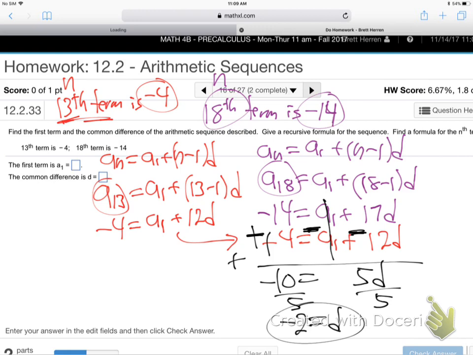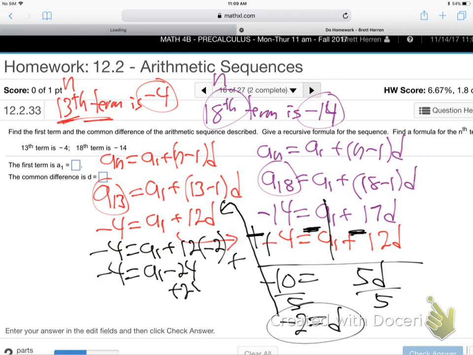Now plug in to get A1. Take that up, put it in, so we get minus 4 is A1 plus 12 times D. D is minus 2, minus 4 is A1, minus 24. Add the 24, it's 20. A1 is 20. So we got A1, we got D. You can answer all the rest of the questions, right? I'll just move on. There are other things we got to do. That good there? Questions on that one?